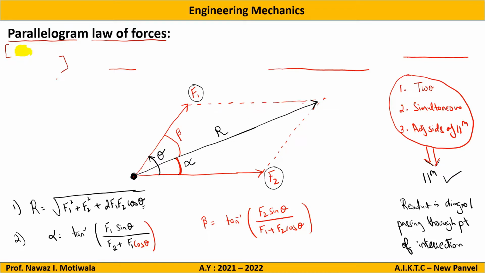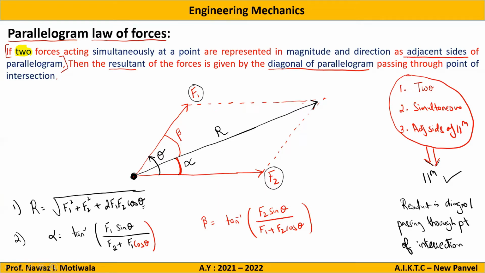If two forces acting simultaneously at a point are represented in magnitude and direction as adjacent sides of a parallelogram, then the resultant of the forces is given by the diagonal of the parallelogram passing through the point of intersection. So if two forces are acting on a point simultaneously and are represented in magnitude and direction by the adjacent sides of a parallelogram, then the resultant is given by the diagonal of the parallelogram passing through the point of intersection.